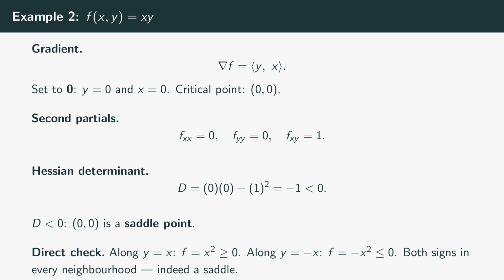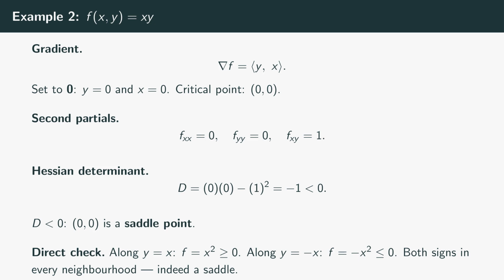Second partials: f sub xx is the derivative of y with respect to x, which is 0. f sub yy is the derivative of x with respect to y, also 0. f sub xy is the derivative of y with respect to y, which equals 1, or equivalently the derivative of x with respect to x, also 1. So the Hessian determinant is 0 times 0 minus 1 squared, which equals -1, negative. The test calls this a saddle.